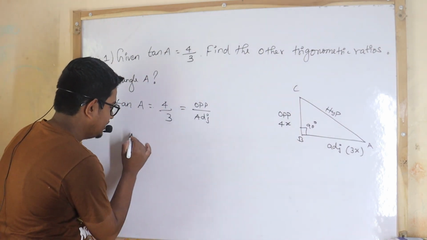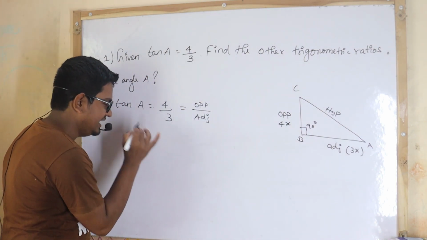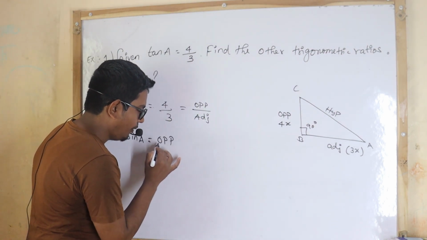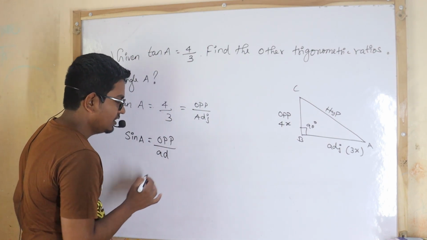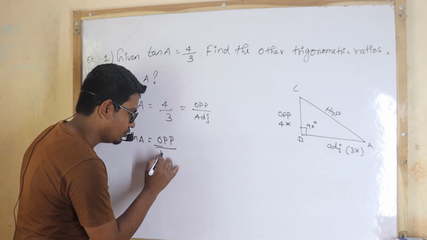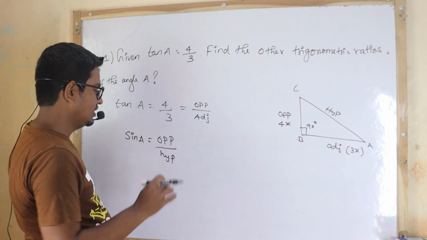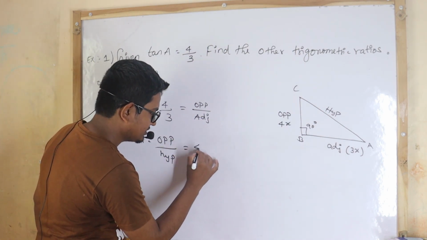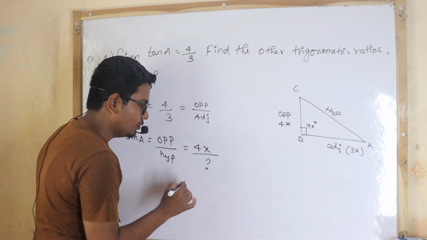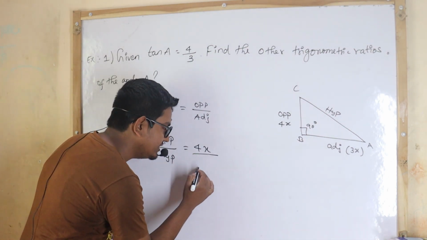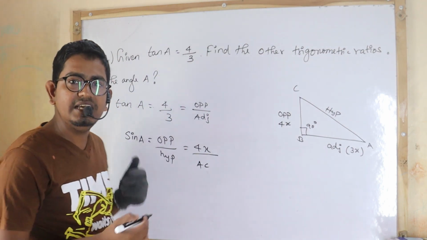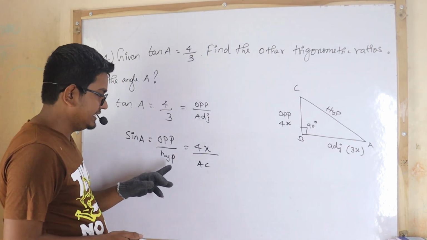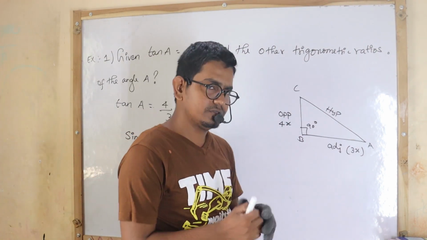Let's see here. If I want to find sin A, what is the formula for sin A? The formula for sin A is opposite side upon hypotenuse, not adjacent, it's hypotenuse, right? So opposite side upon hypotenuse. What is the opposite here? Opposite we know as 4x, but hypotenuse we don't know. That means we have to find the hypotenuse so that we can find one of the trigonometric ratios, that is sin A.